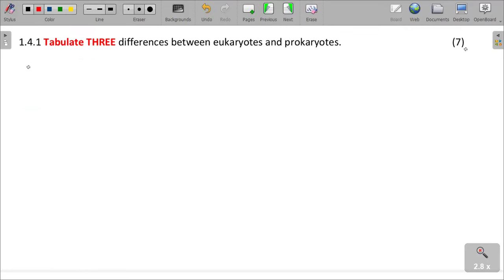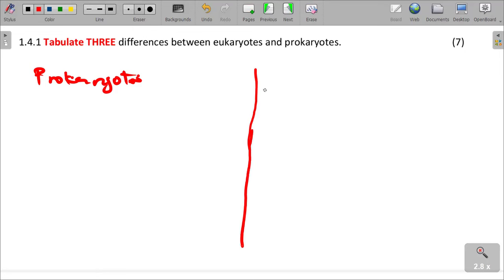So when we say tabulate, we can have the prokaryotes, and then the eukaryotes. It means you give these as differences like that. So one, the differences that are there: I can give their genetic material in terms of the prokaryotes.